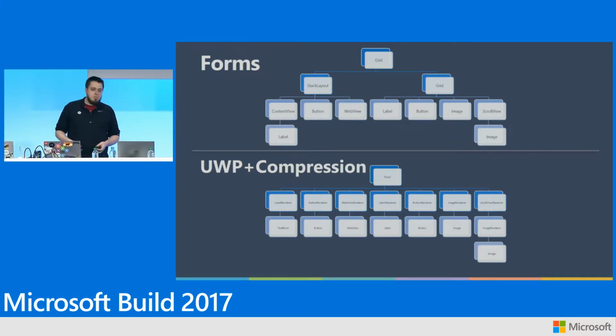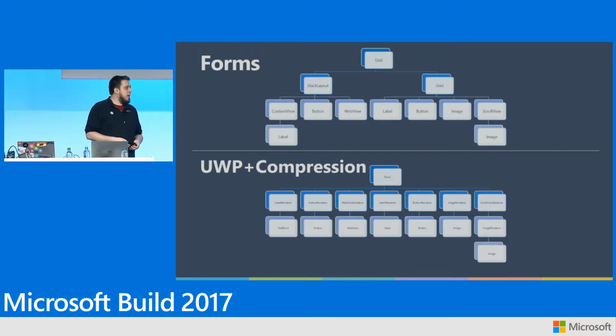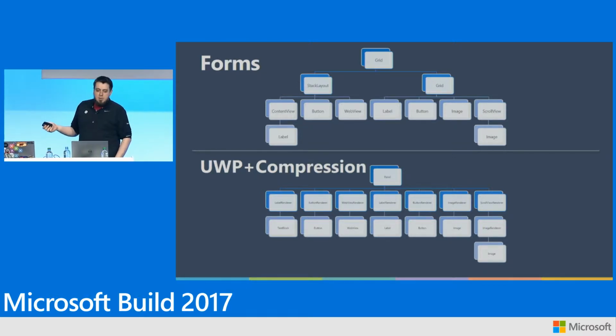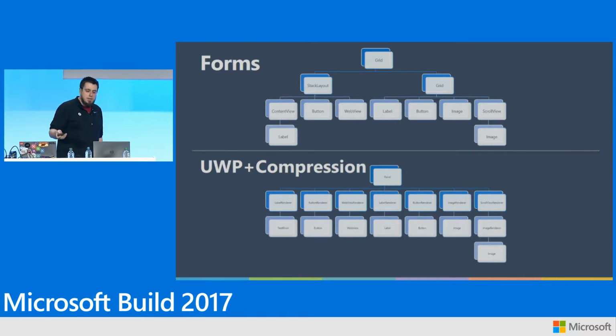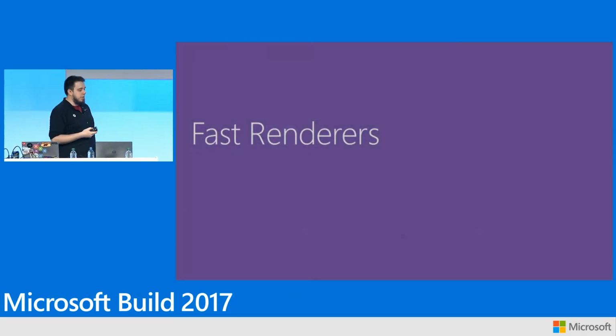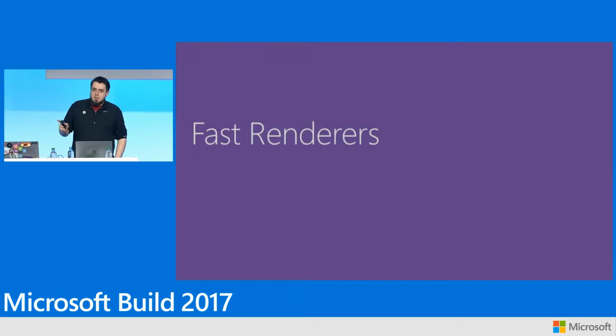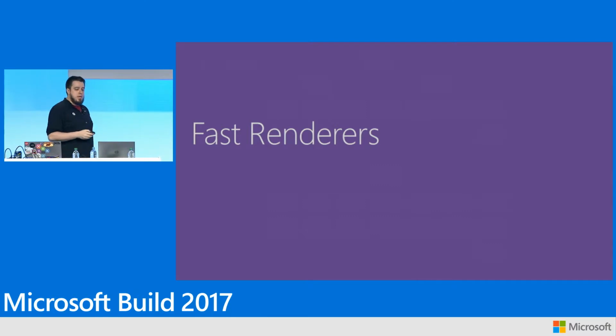And the end result is you have fewer elements. Now, there's still a problem with this slide. There are still way too many boxes on the bottom, and each of those boxes represent a performance problem. And so what we need to do is address that problem. And as David's mentioned, this is where we start talking about fast renderers. And fast renderers are a very simple concept.